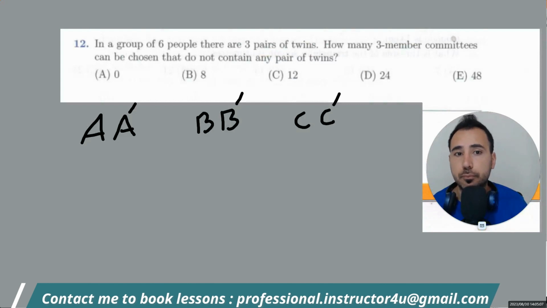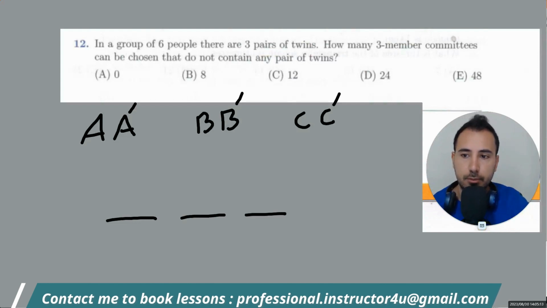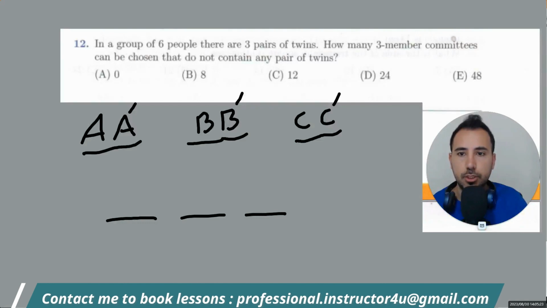So now we're going to get a committee of 3 members. If you put A here, A prime cannot go here. So that means we have 3 groups. From each one person should join this committee. So here we'll have 2 options, here we have 2 options, here we have 2 options. So it's going to be 2 times 2 times 2. So the answer will be 8.